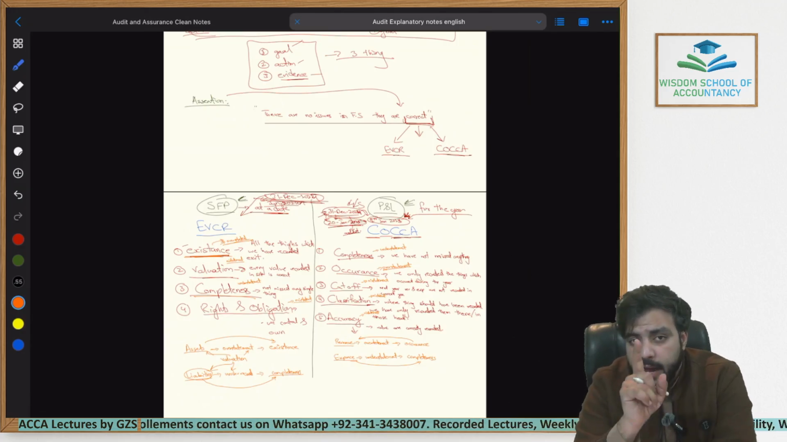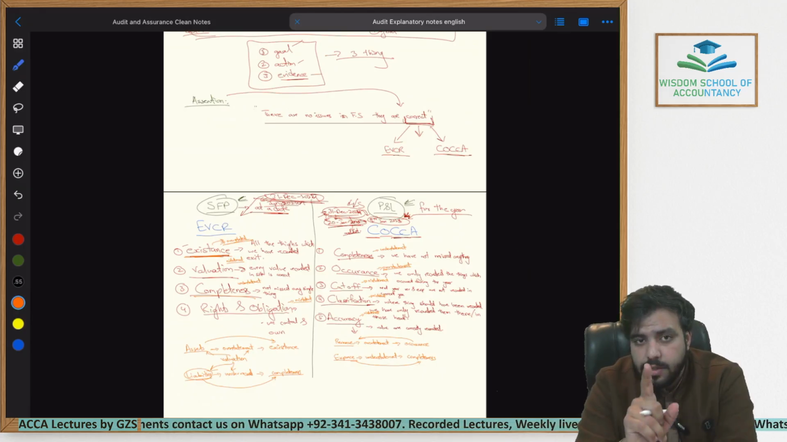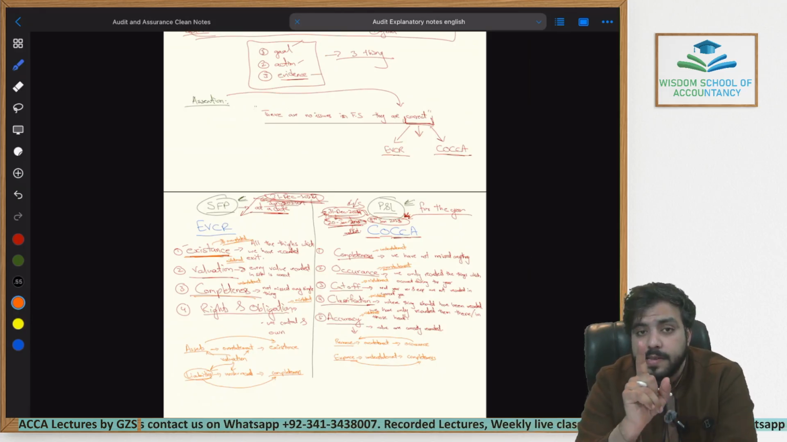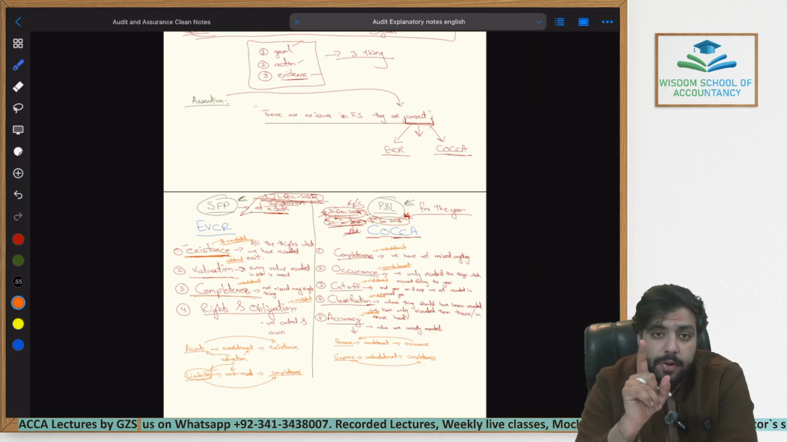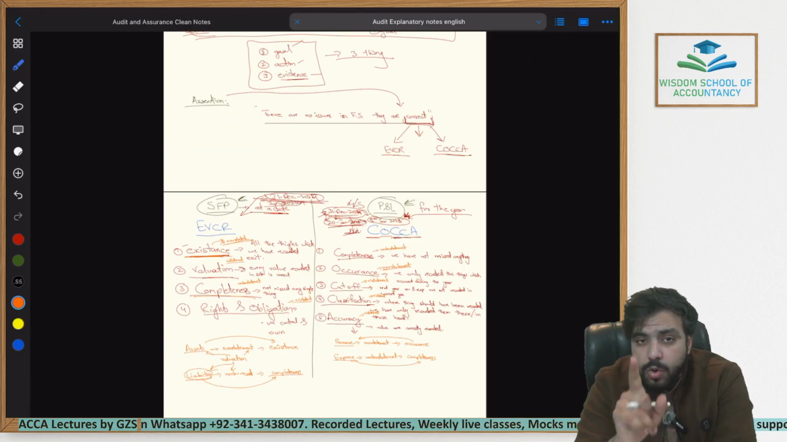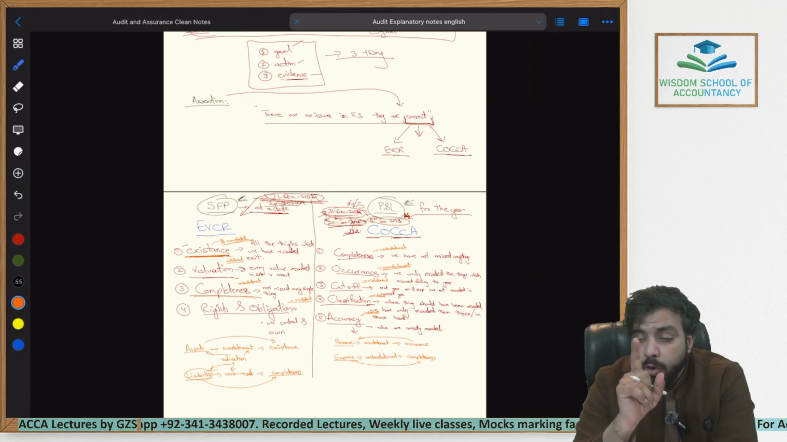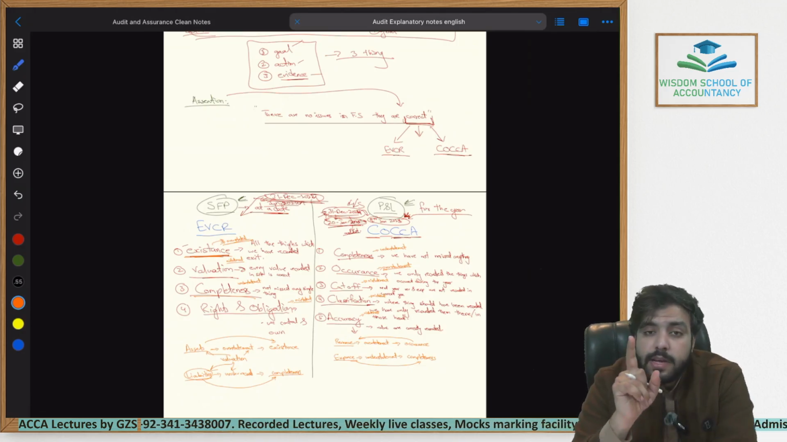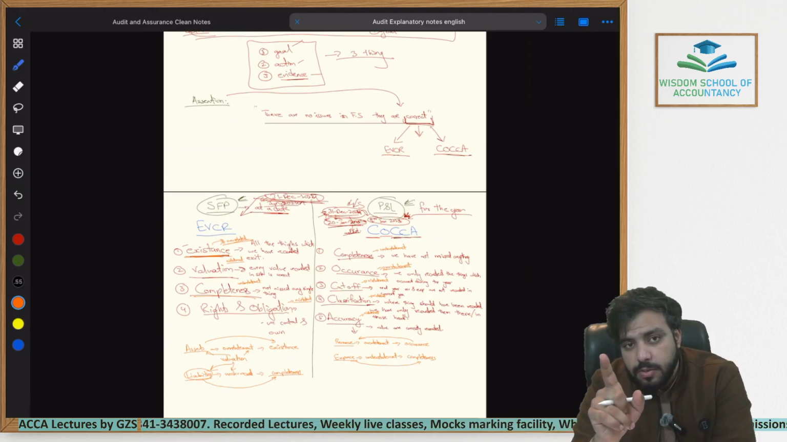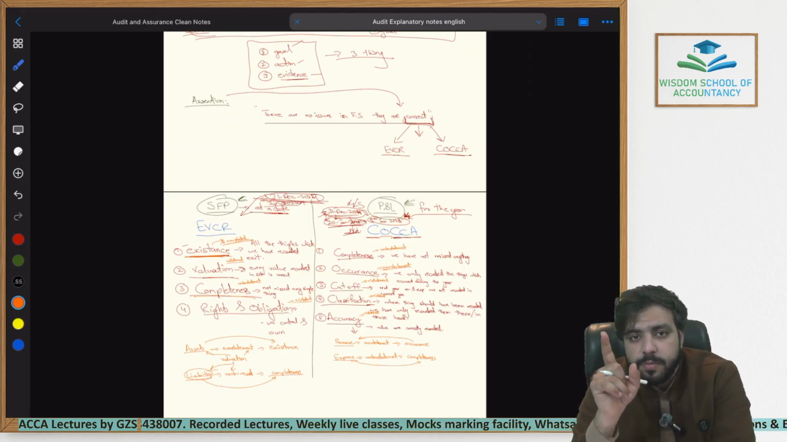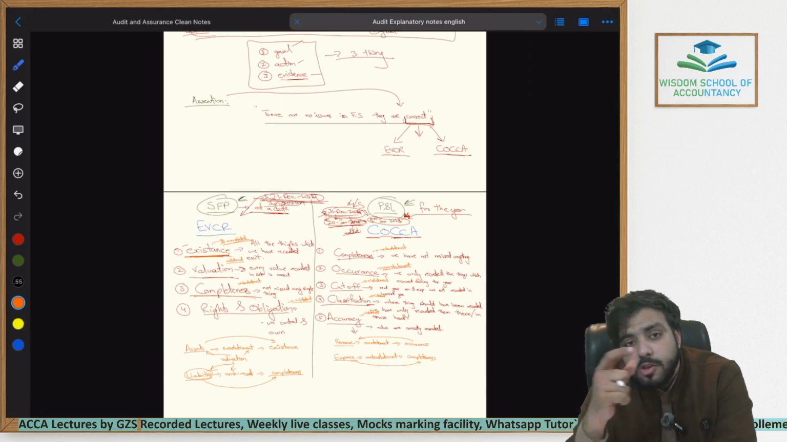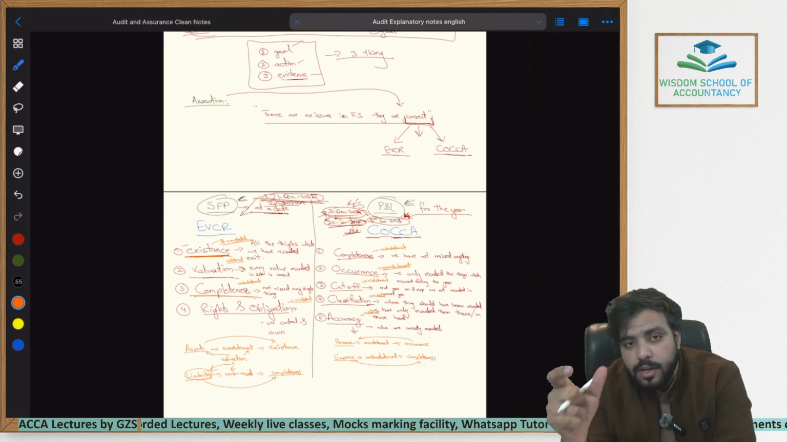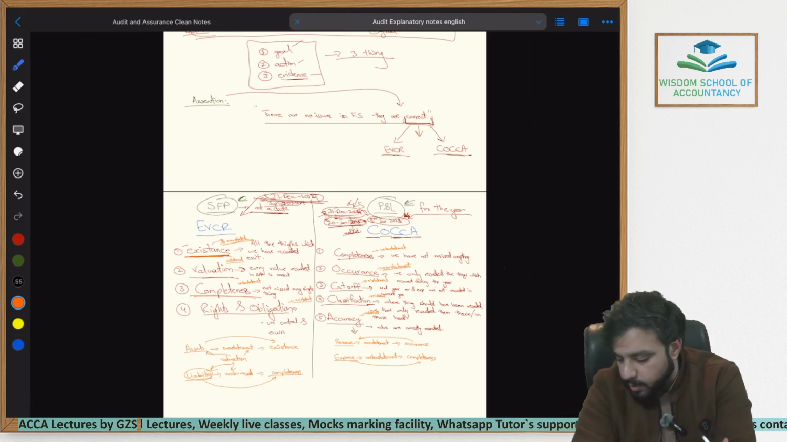Whenever management asserts that the financial statements are correct, they are basically asserting that there are no EVCR issues within the statement of financial position and there are no COCA issues within the statement of profit and loss. Furthermore, you need to understand every single assertion regarding the statement of financial position and the statement of profit and loss, and which assertion can be linked with which specific item within them.